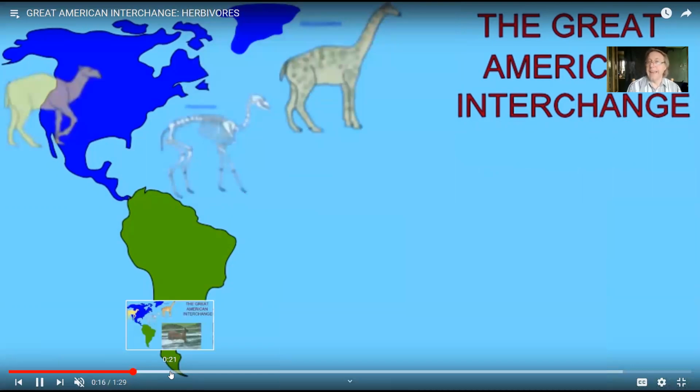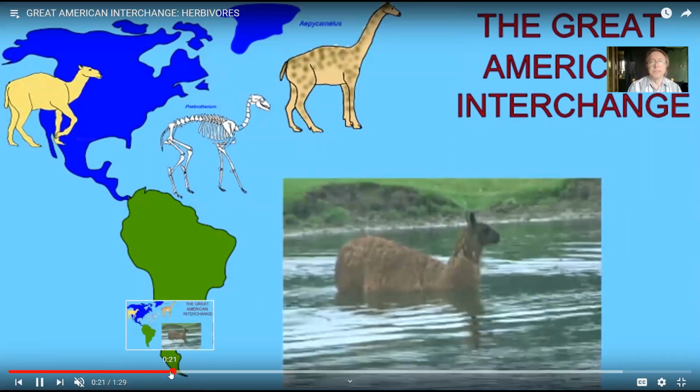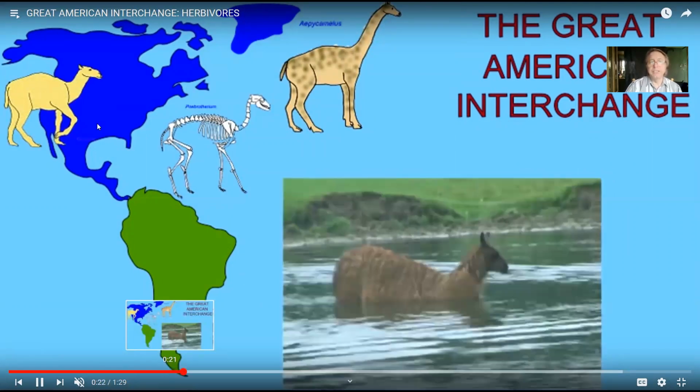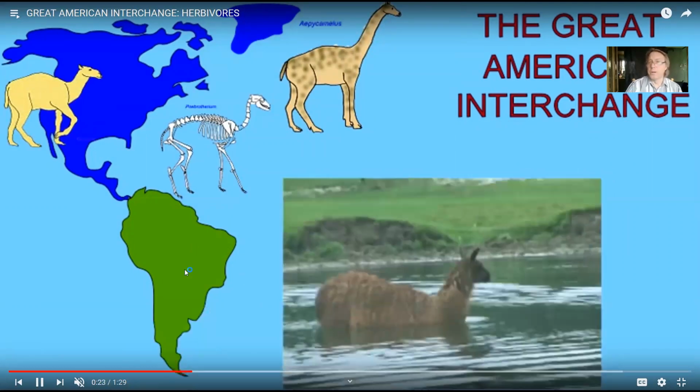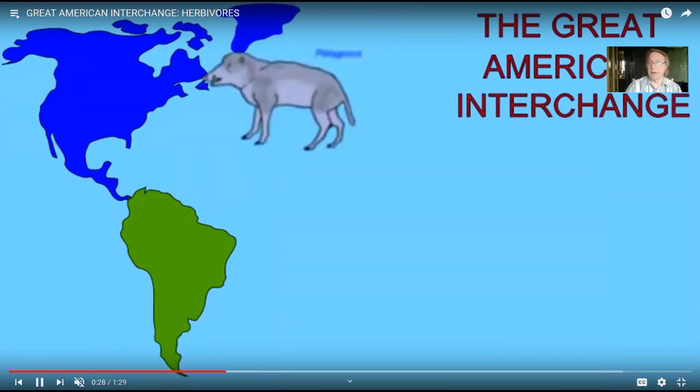North America had camels. Now camels include llamas, guanacos, vicuñas, and so these were not native to South America. So North American camels went south. So the llamas and guanacos of South America today were native to North America. North America had pigs and South America did not.